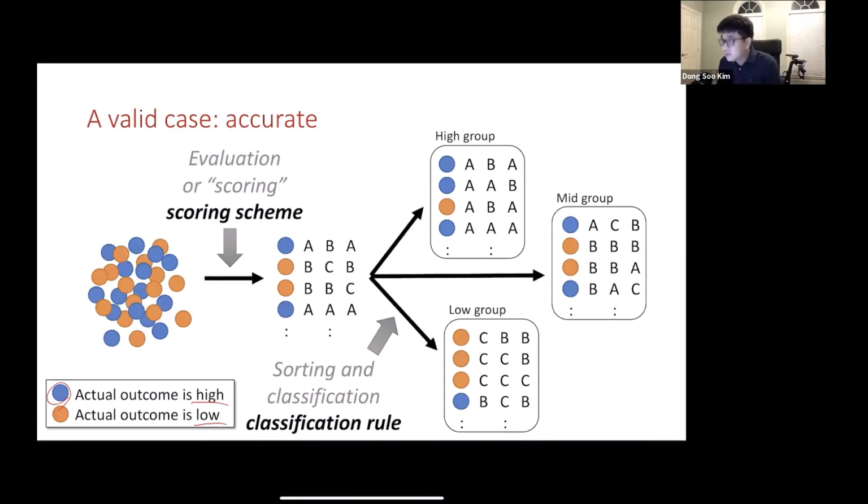Once we have the result, we can check whether the entities are correctly classified or not with correct answers. Like this figure, where most entities in the high groups are blue, but most in the low groups are red, the accurate result proves the scoring scheme and classification rule used. But like this figure, the inaccurate result disproves the scoring scheme and classification rule.